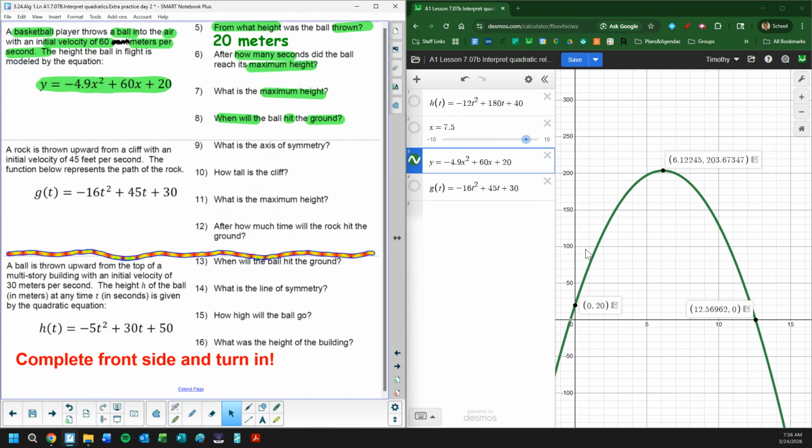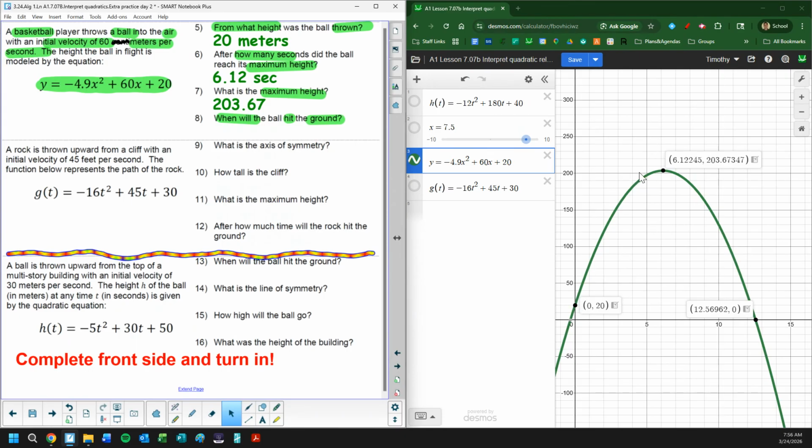How many seconds until it reached its maximum? So where is it going to hit its maximum? That's going to be the vertex. Which of those quantities is the number of seconds? Well, that would be the x value. It appears to be 6 and about 1,200 seconds. Now the maximum height is going to be the 203, again rounding to the nearest hundredths place, that's not 68, that'll be 67.